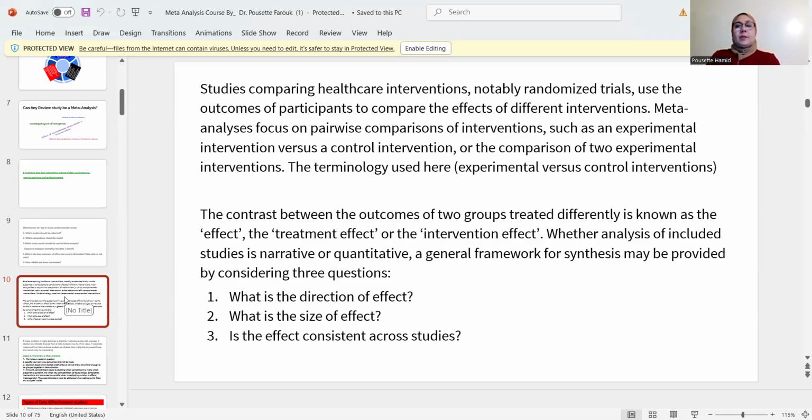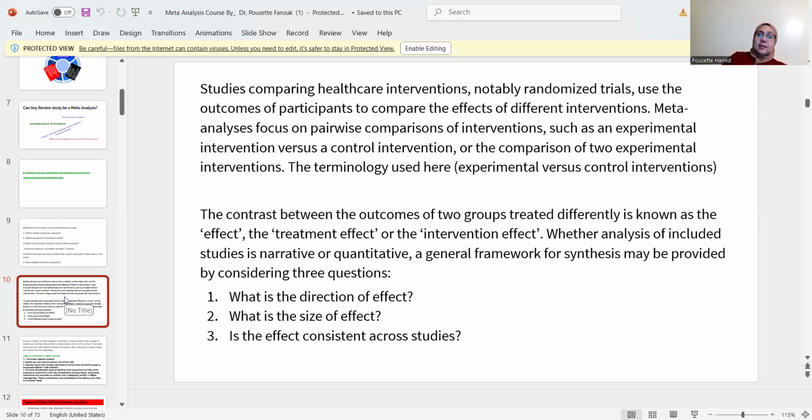Terminology used here, experimental versus control intervention. This is the basic, the classical way. The contrast between the outcomes of 2 groups treated differently is known as the effect. The contrast between outcomes of 2 groups that were treated differently. One of them received the intervention, one didn't receive the intervention. This is the effect size, or the treatment effect, or the intervention effect.